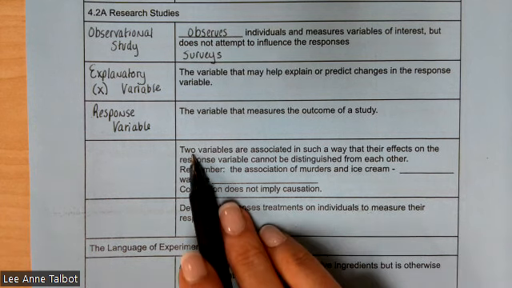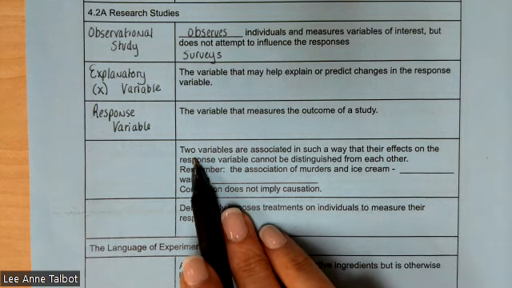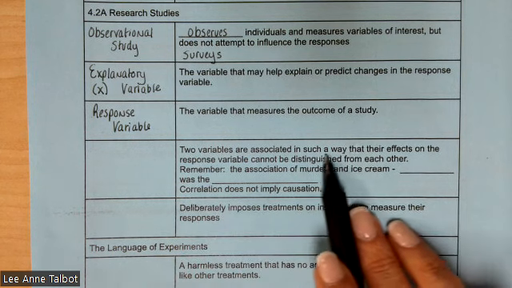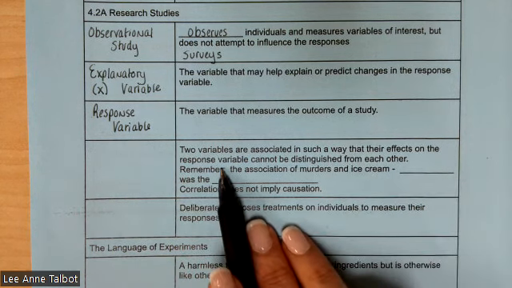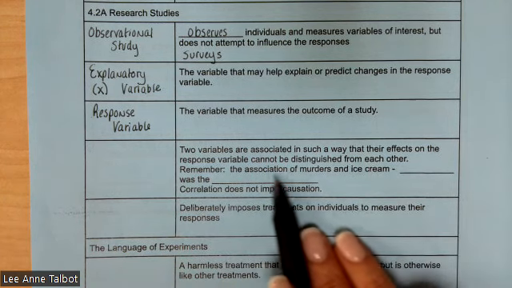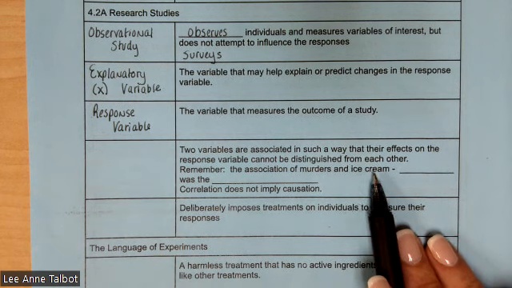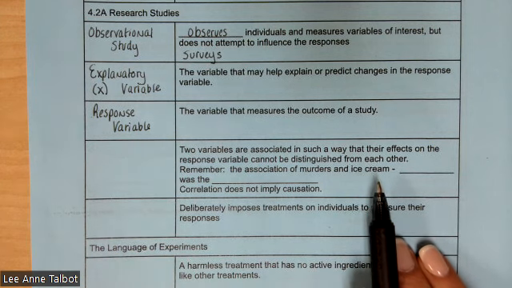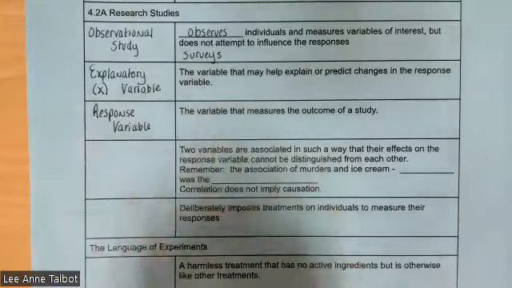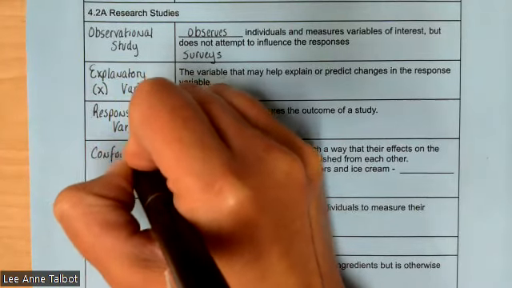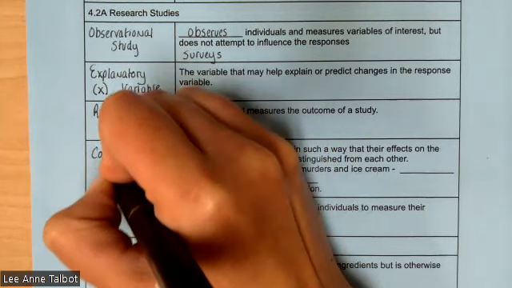Okay. You guys might know this one. I know Jake knows this one. Two variables are associated in such a way that their effects on the response variable cannot be distinguished from each other. Remember, the association of murders and ice cream. You guys remember when I talked about murders and ice cream, right? Okay, what was that called? It's called confounding variables.